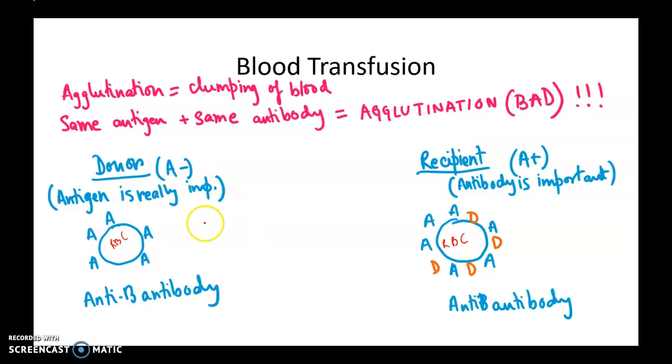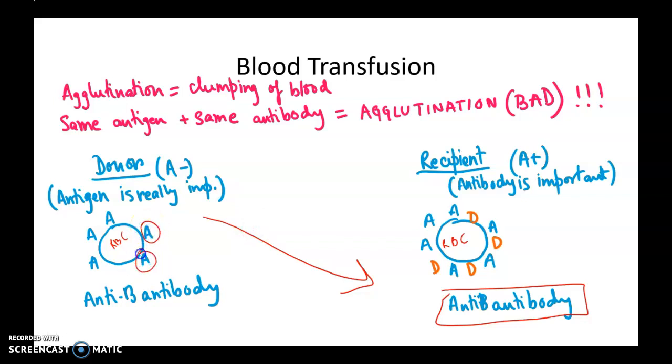Let's take a look. The donor is giving blood to the recipient, and the recipient's antibody is important, right? So this recipient has anti-B antibody, and the donor only has A antigen, right? And they are not the same. So we have A antigen reacting with anti-B antibody. Obviously, it's fine. There will not be any clumping, no agglutination. So this is a very, very good transfusion.